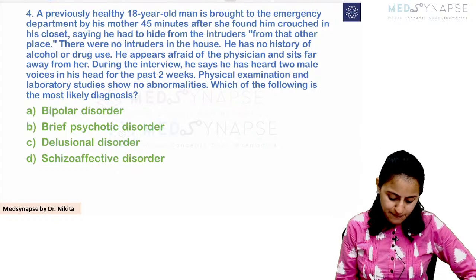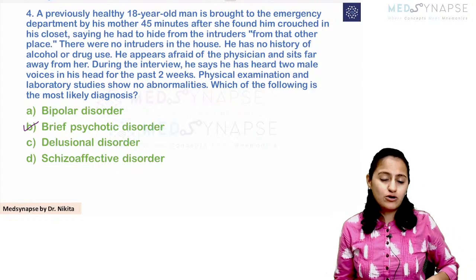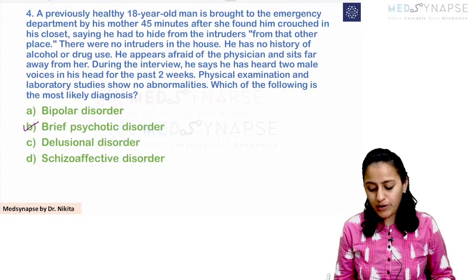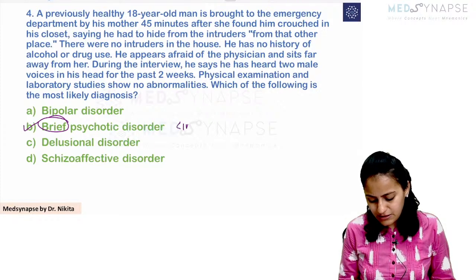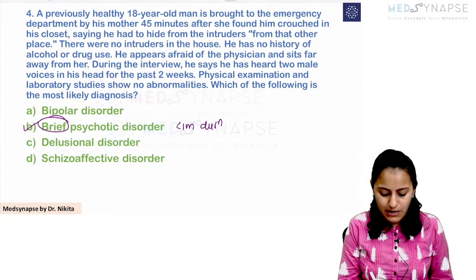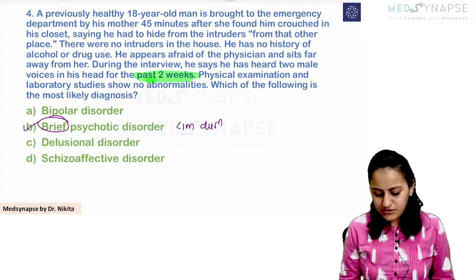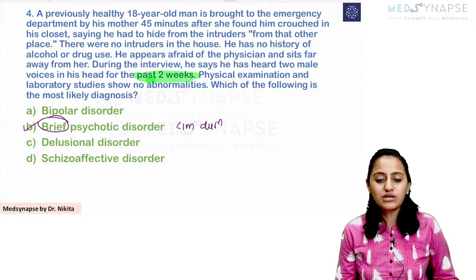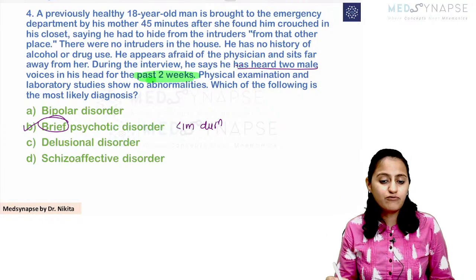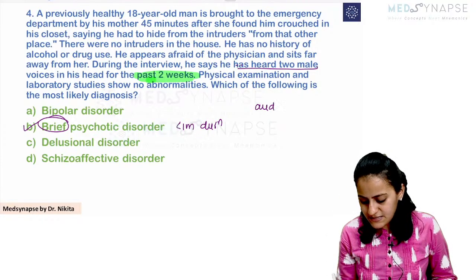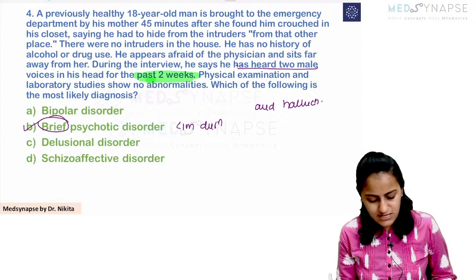Yes, this is a brief psychotic disorder. We have discussed this in our short 5.0. When do you call it generally a brief or an acute disorder? When the duration is less than 1 month. Here you have a duration given of 2 weeks. He has heard 2 male voices for the past 2 weeks. That means there are auditory hallucinations.